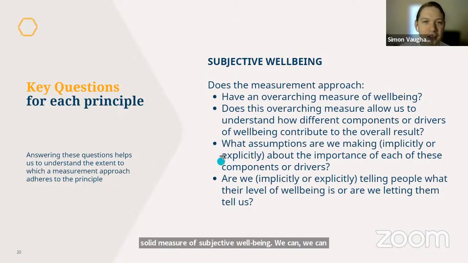There's that question again from the last one. What assumptions are we making about the importance of each of the things? And are we telling people what their level of well-being is, or are we letting them tell us? So that's kind of the key thing, right? It's really just about finding out from them directly.